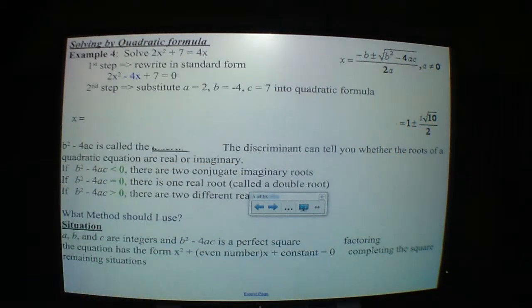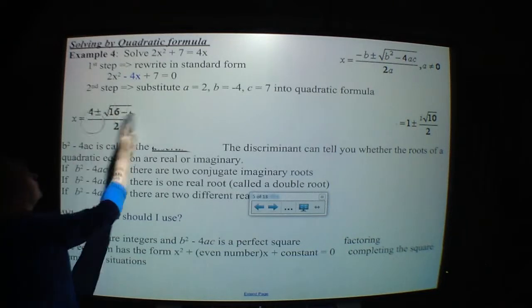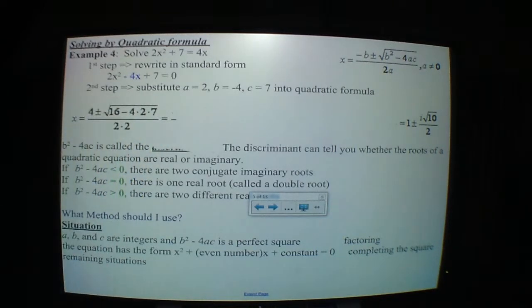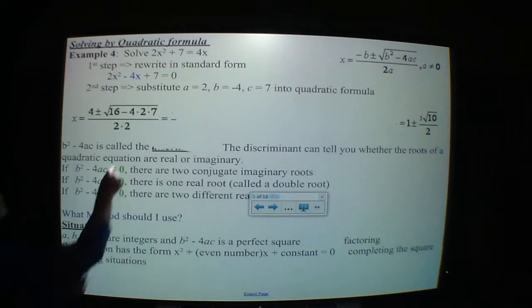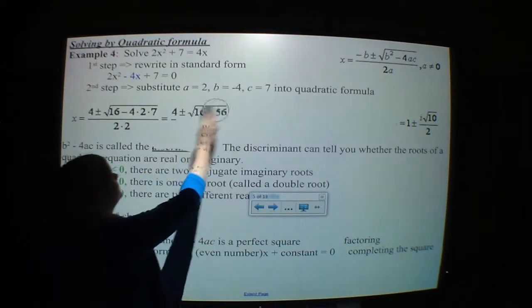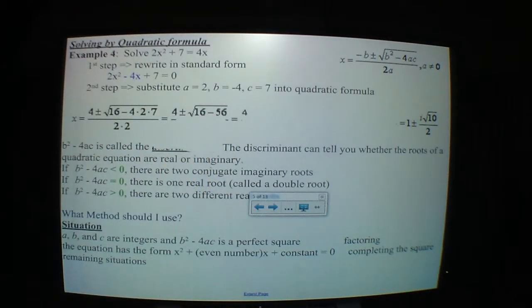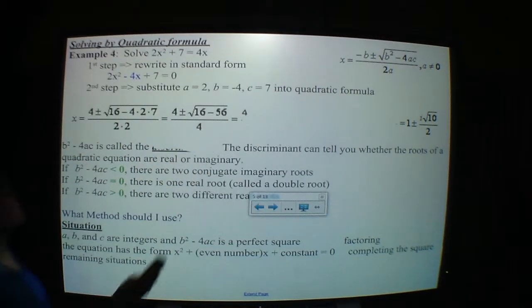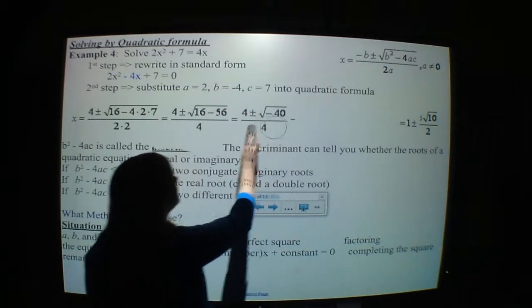So let's see what we get. Here, I'm plugging everything in. The opposite of b, so the negative of negative 4 is positive 4, plus or minus b squared, so negative 4 quantity squared is 16, minus 4 times 2 times 7 over 2 times 2. 4 times 2 times 7 is 56. 16 minus 56 is negative 40.